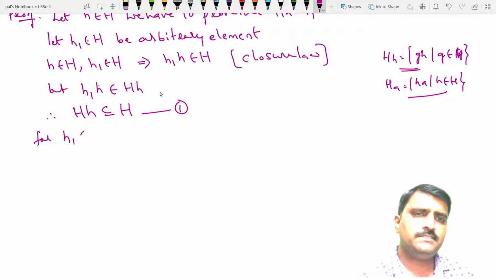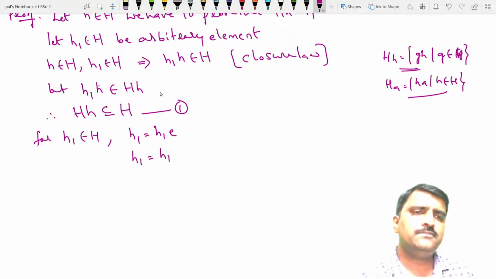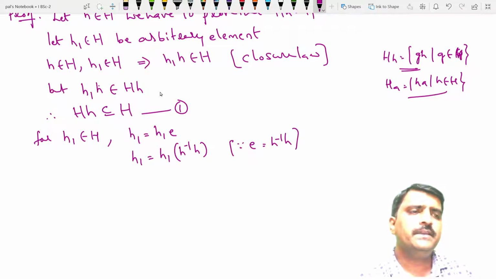Okay, for h1 belongs to H, and this h1 can be written as h1 into e. So h1 is equal to h1 into e, and I will write e as h inverse into h. Any problem? This is because e is equal to h inverse into h. What is h? h is an element of H.